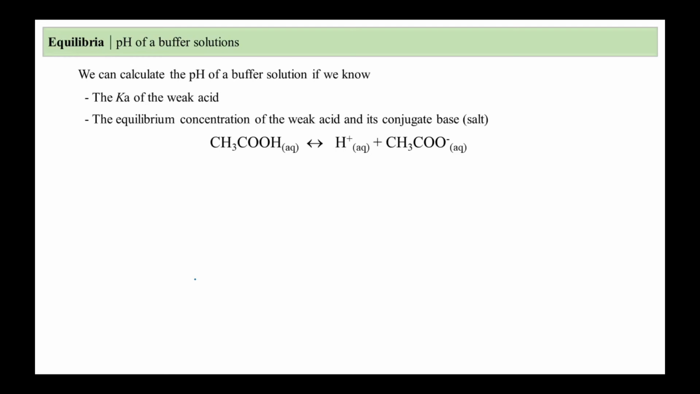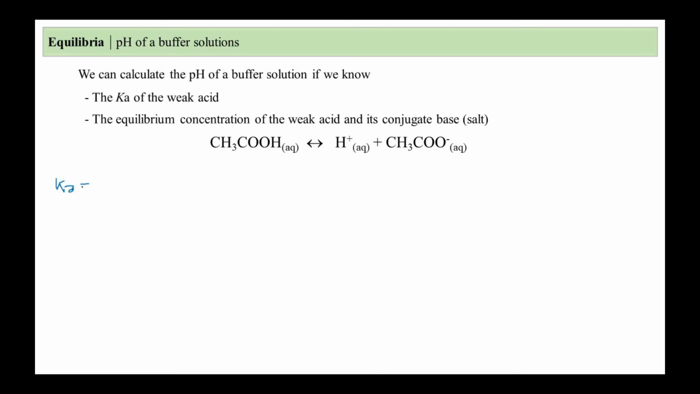We can then calculate the pH of a buffer solution if we know two things: the Ka of the weak acid and the equilibrium concentration of the weak acid and its conjugate base, which means the salt. Let's take the following example. Here, this is an equilibrium in a buffer solution.